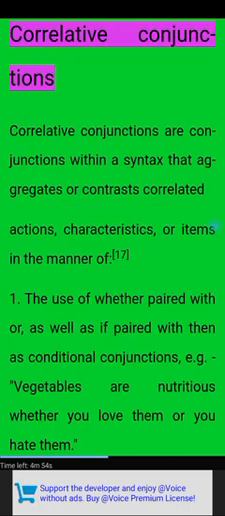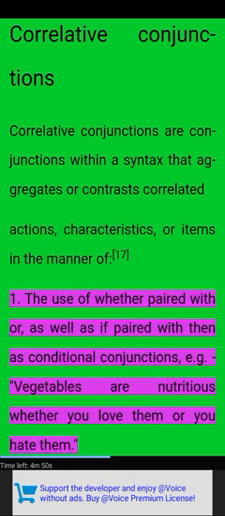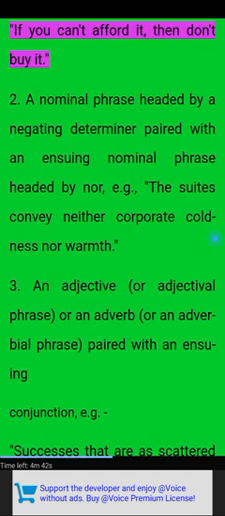Correlative conjunctions. Correlative conjunctions are conjunctions within a syntax that aggregates or contrasts correlated actions, characteristics, or items in the manner of the following. 1. The use of whether paired with or, as well as if paired with then as conditional conjunctions, e.g., vegetables are nutritious whether you love them or you hate them. If you can't afford it, then don't buy it.